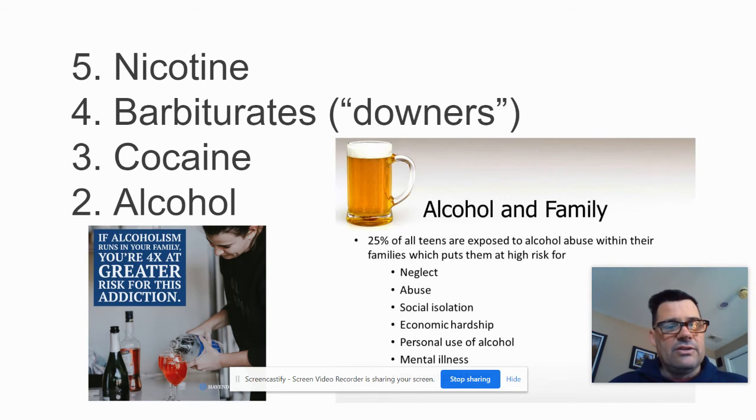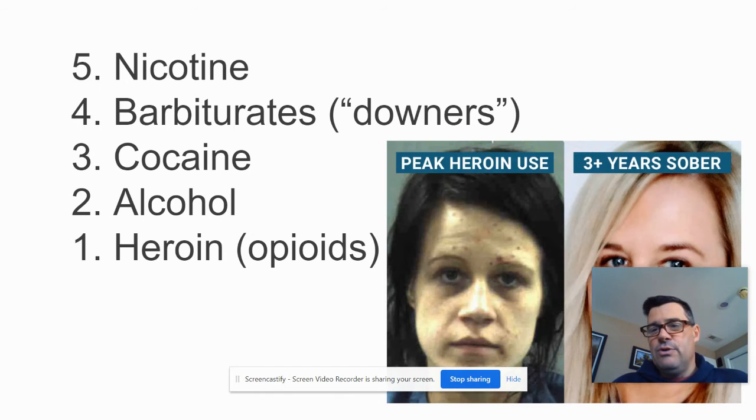Alcohol, of course. You see on the left-hand side, there's a little caption: if alcoholism runs in your family, you're 4 times greater risk for addiction. And lastly, heroin. This has been all through the news, but that's huge. Heroin just ruins people's lives and has been all over the place. Matter of fact, I'll have a video down below that you can watch about heroin in the Roanoke area. Really horrifying story, but also very relevant to our region. So check that out. It's a short video, but it was done recently. It was a national story that had to do with Roanoke.